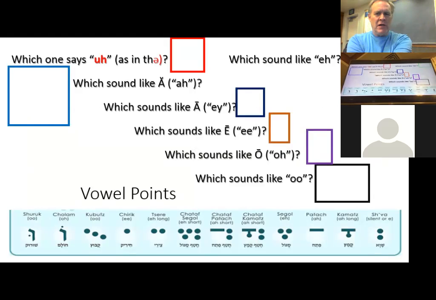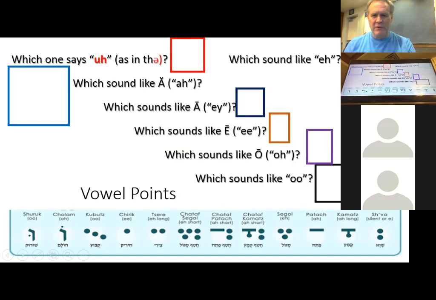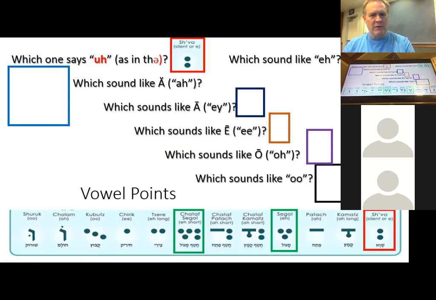One of them is like a glottal stop. It's the shortest vowel we have in Hebrew. Who can tell me which one it is? Give me a shout out. Shva. Shva is correct, okay? Which is the very first one down here. Shva is the correct one.